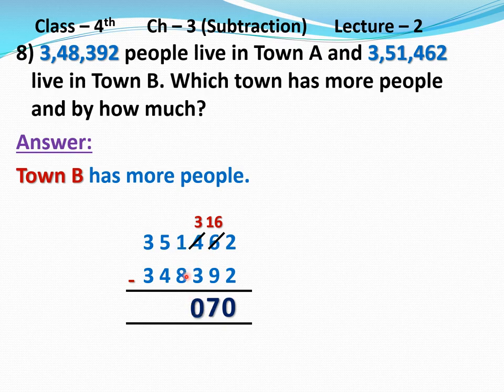Now see 1 minus 8 it is not possible. So we will take borrow from this 5. So this 5 will become 4 and this 1 will become 11. 11 minus 8, 3. 4 minus 4, 0 and 3 minus 3, 0. Clear? Therefore by 3070 town B has more people than town A. Clear?